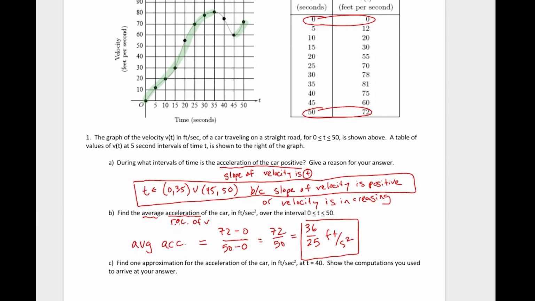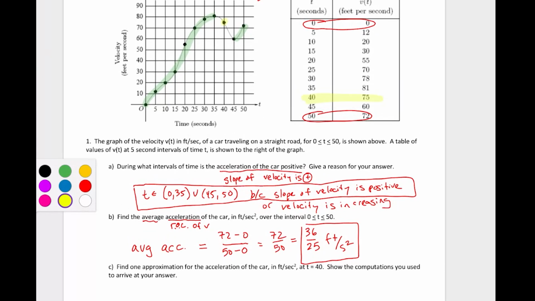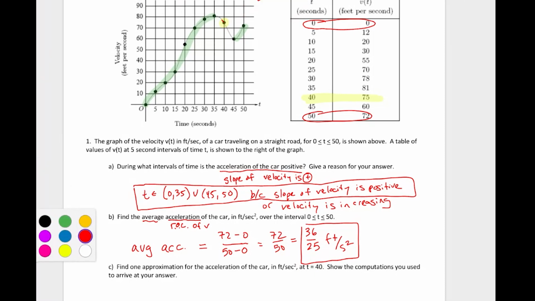Part C says find one approximation for the acceleration of the car at t equals 40. So we're looking at t equals 40. I'm going to highlight this right here. Okay, that's the velocity, but we want to estimate the acceleration. If we're looking at t equals 40 here, basically what we want is the slope of the tangent line, the line tangent to the curve at that point.